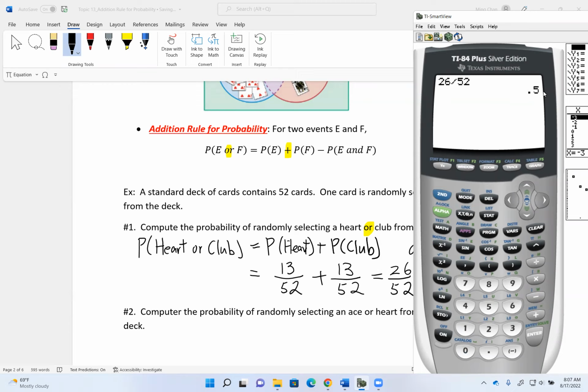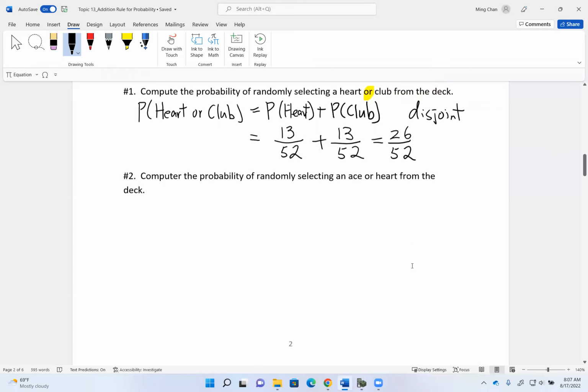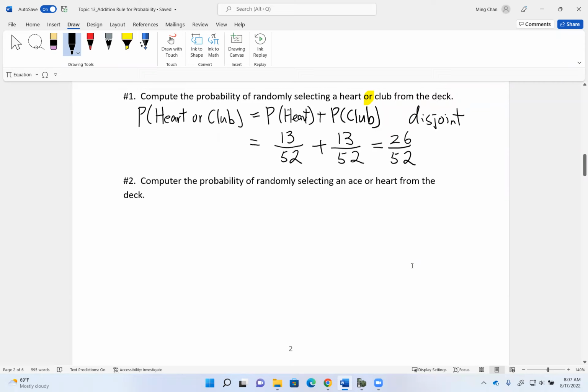Makes sense because there are 4 suits in the deck. So heart or club is half, right? There's 2 suits out of the 4. So of course 50% makes sense. But I do want you to keep your answer as a fraction sometimes for the homework, unless the homework says round to so many decimal places.